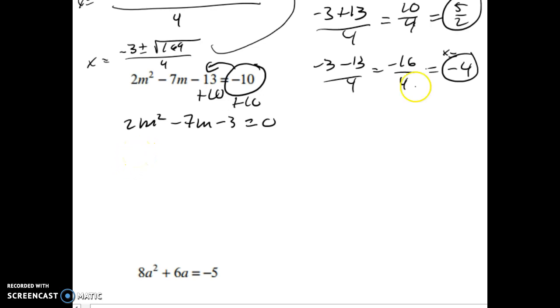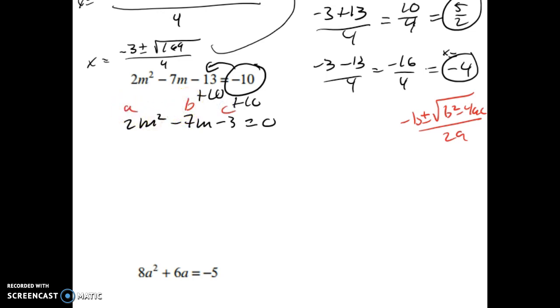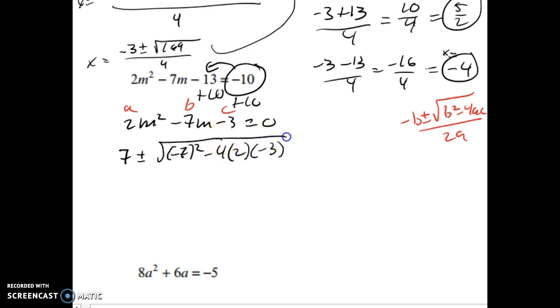If you don't remember the formula, I'm going to write it out over here in red. Negative b plus or minus the square root of b squared minus 4ac all over 2a. That's the formula we're using. So this is b, this is a, and this is c. b is negative 7. Negative b is positive 7 in the beginning. b squared is negative 7 squared, minus 4 times a times c, all over 2 times a. It's another 2.